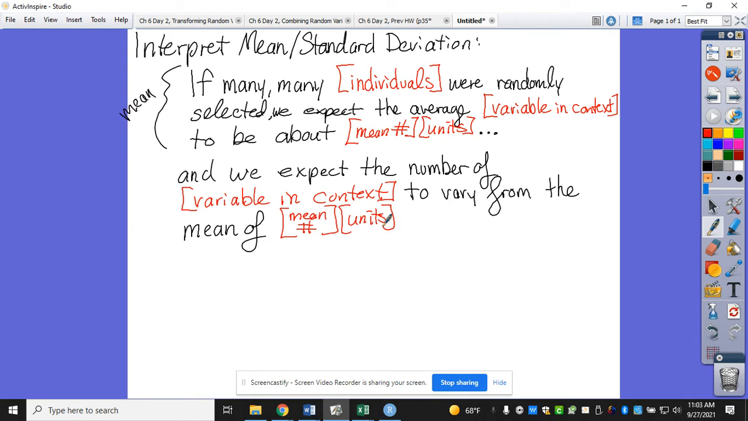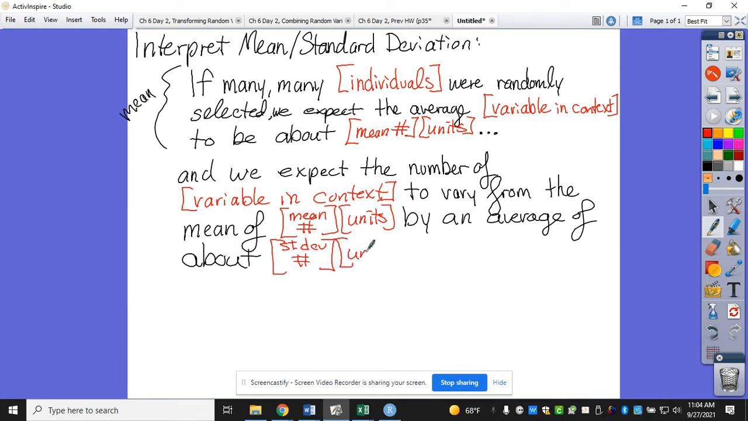By what you said is an average of. And then again, we're dealing with about whatever our new number is, or what our standard deviation is. And then don't forget your units again.